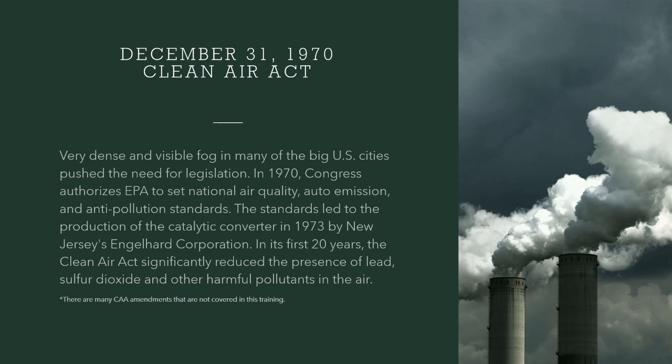This was a direct result of very dense and visible fog in many of the big U.S. cities. Fog so bad, pollution so bad that you could not see through it. Congress authorized EPA to set national air quality, auto emission, and anti-pollution standards. The standards led to the production of the catalytic converter in 1973 by New Jersey's Engelhard Corporation. In its first 20 years, the Clean Air Act significantly reduced the presence of lead, sulfur dioxide, and other harmful pollutants in the air.